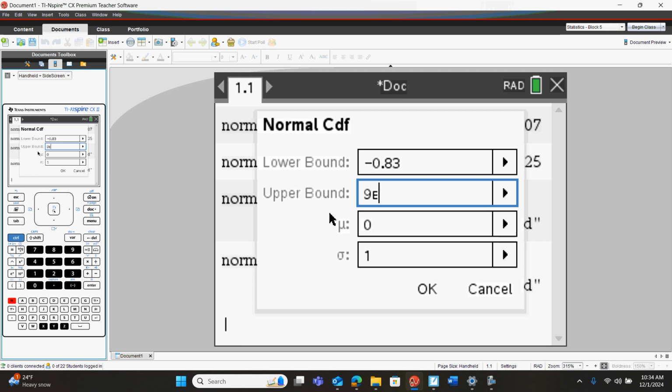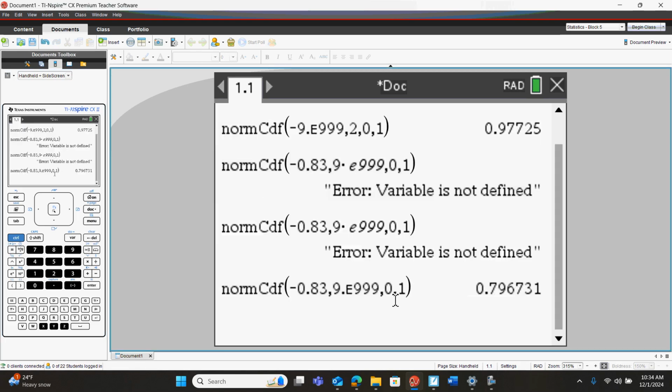If you just use a regular E, it's going to treat that E as a variable, which is why it was yelling at me. 999, keep that simple. Okay, now we're in business. All right, that is 0.796, so we'll round that up. So 0.797.